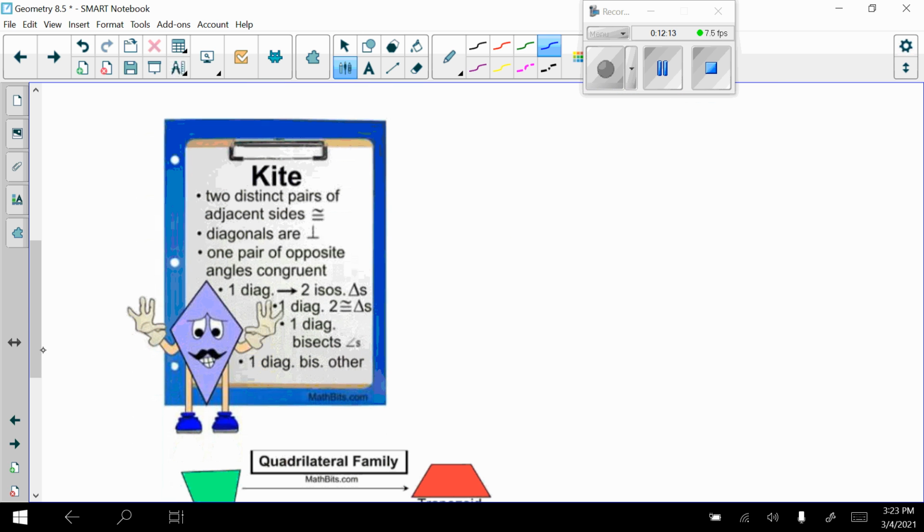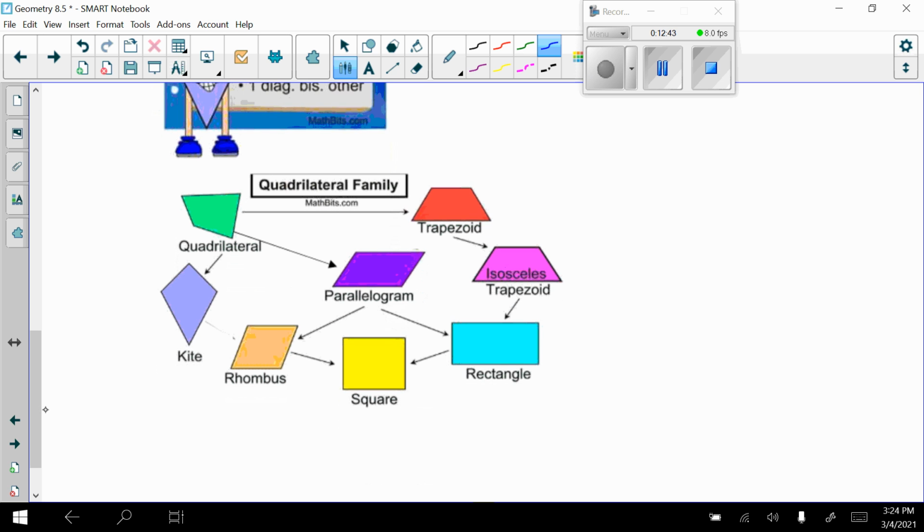A kite has 2 distinct pairs of adjacent sides congruent. Diagonals are perpendicular. 1 pair of opposite angles congruent. 1 diagonal creates 2 isosceles triangles. 1 diagonal creates 2 congruent triangles. 1 diagonal bisects the angles. 1 diagonal bisects the other. The quadrilateral family.